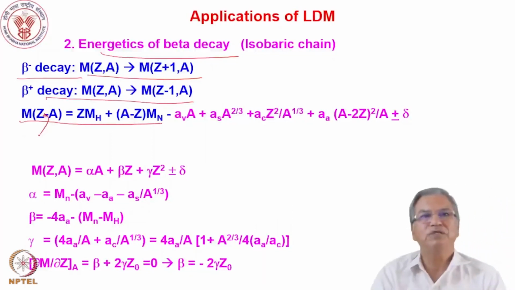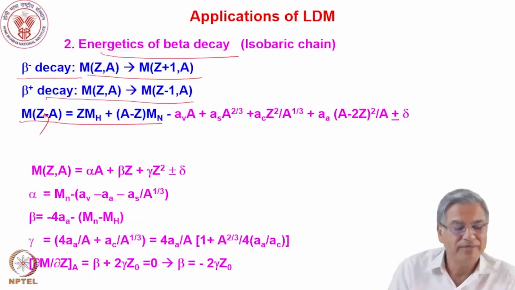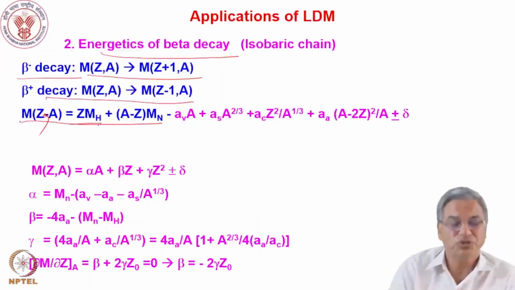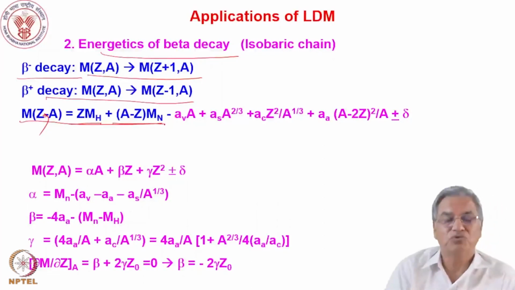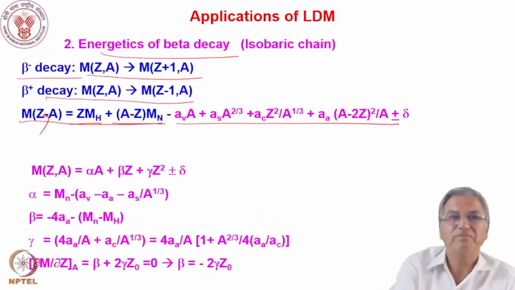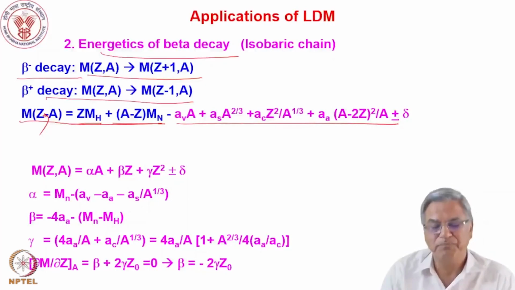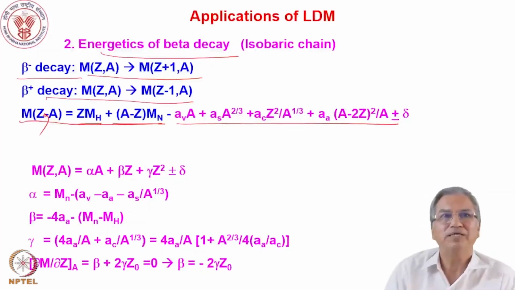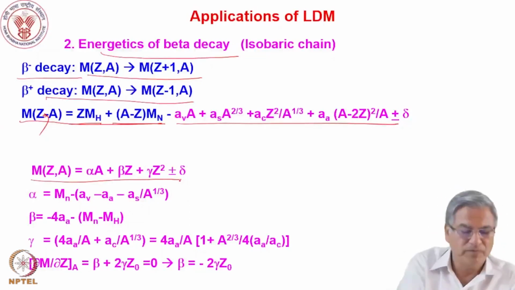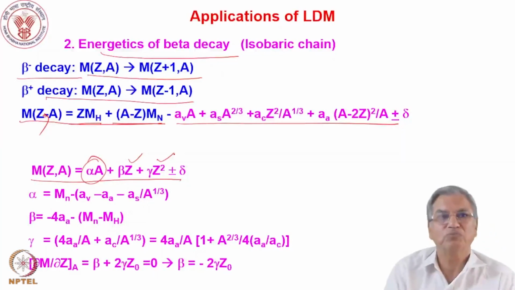So for beta decay, we can in fact write the mass of a nucleus in terms of the coefficients of Z and Z square. The mass of a nucleus or an atom M(Z,A) can be written as the mass of Z protons, the mass of A minus Z neutrons, minus the binding energy term. This we have already seen, the semi-empirical mass formula. Now let us try to rearrange these terms so that we get this formula in terms of Z independent, Z dependent and Z square dependent terms.